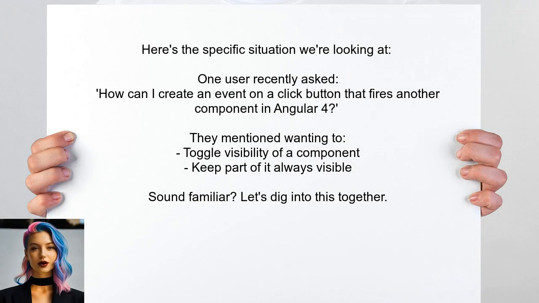Here's the specific situation we're looking at. One user recently asked, "How can I create an event on a click button that fires another component in Angular 4?" They mentioned wanting to toggle the visibility of a component while keeping part of it always visible. Sound familiar? If so, let's dig into this together and find a solution.